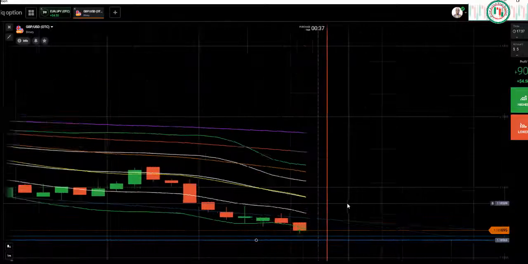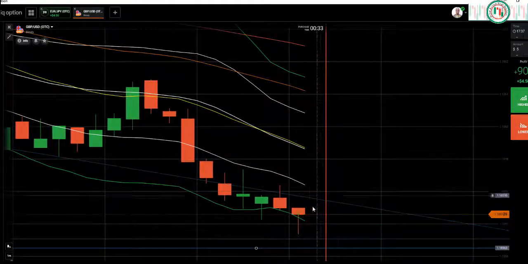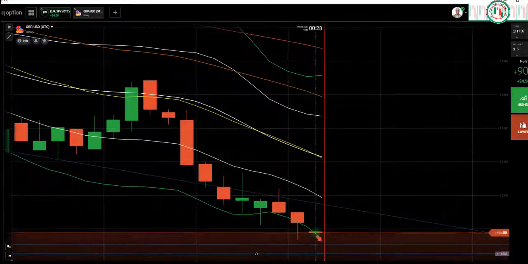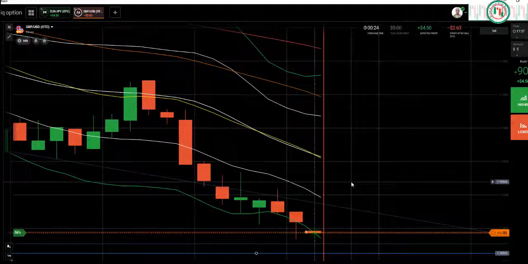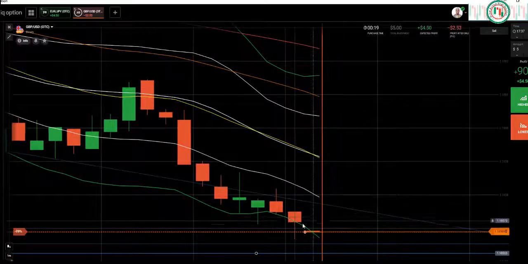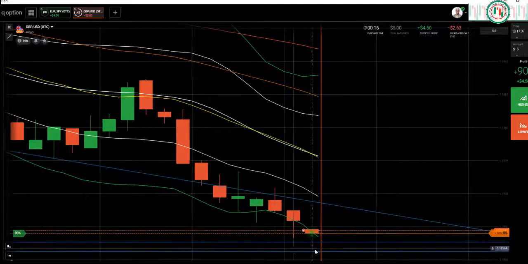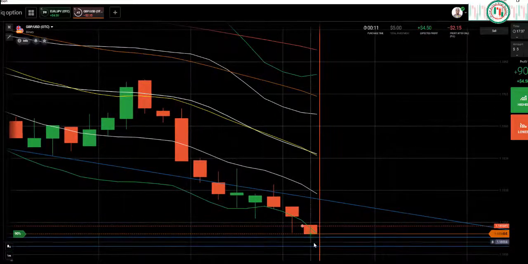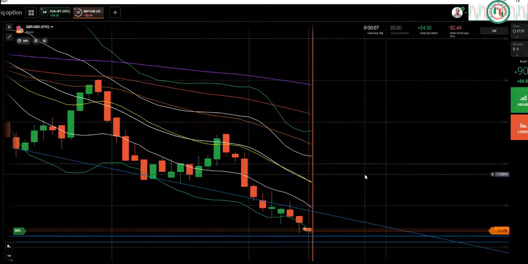Here is the target, but market rejected. Yes, market rejected from this level. But I know it must reach this level. That's why I place my trade put option. Even though you see gap down, market will reach this level. This is the reversal area. Market will reverse from this level because of the strong downtrend.